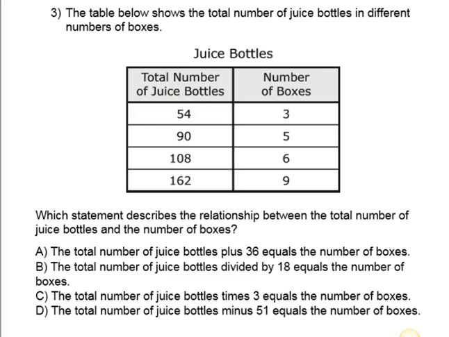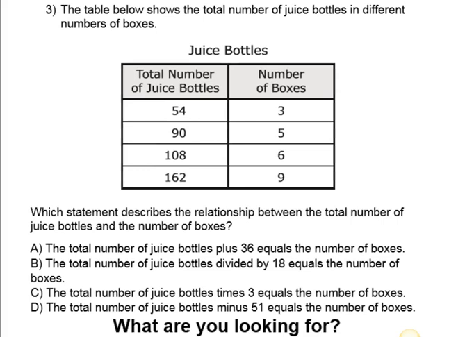Which statement describes the relationship between the total number of juice bottles and the number of boxes? Answer choice A, the total number of juice bottles plus 36 equals the number of boxes. B, the total number of juice bottles divided by 18 equals the number of boxes. C, the total number of juice bottles times 3 equals the number of boxes. D, the total number of juice bottles minus 51 equals the number of boxes.